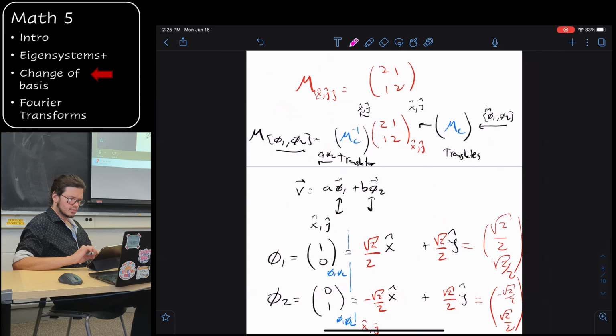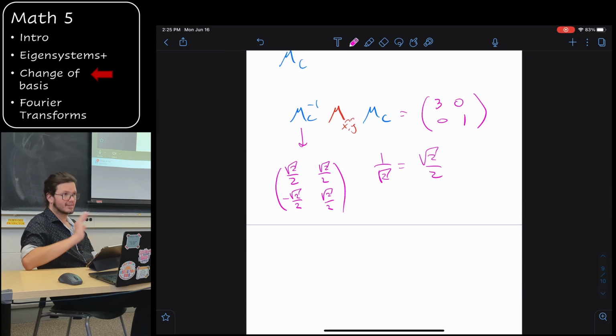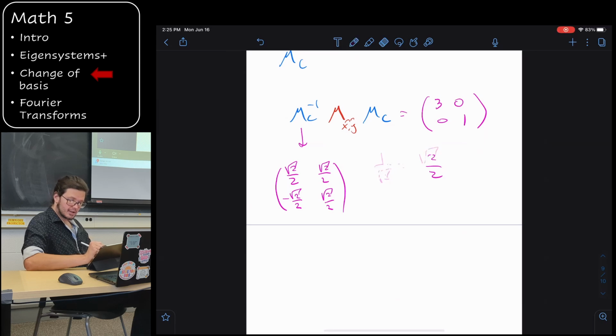Well, I got 1 over root 2. So yes, 1 over root 2 is the same number as square root of 2 over 2. Oh, okay. Yeah, sorry, I prefer to have the roots on top. But yeah, same number. Okay, so finish your calculations later.